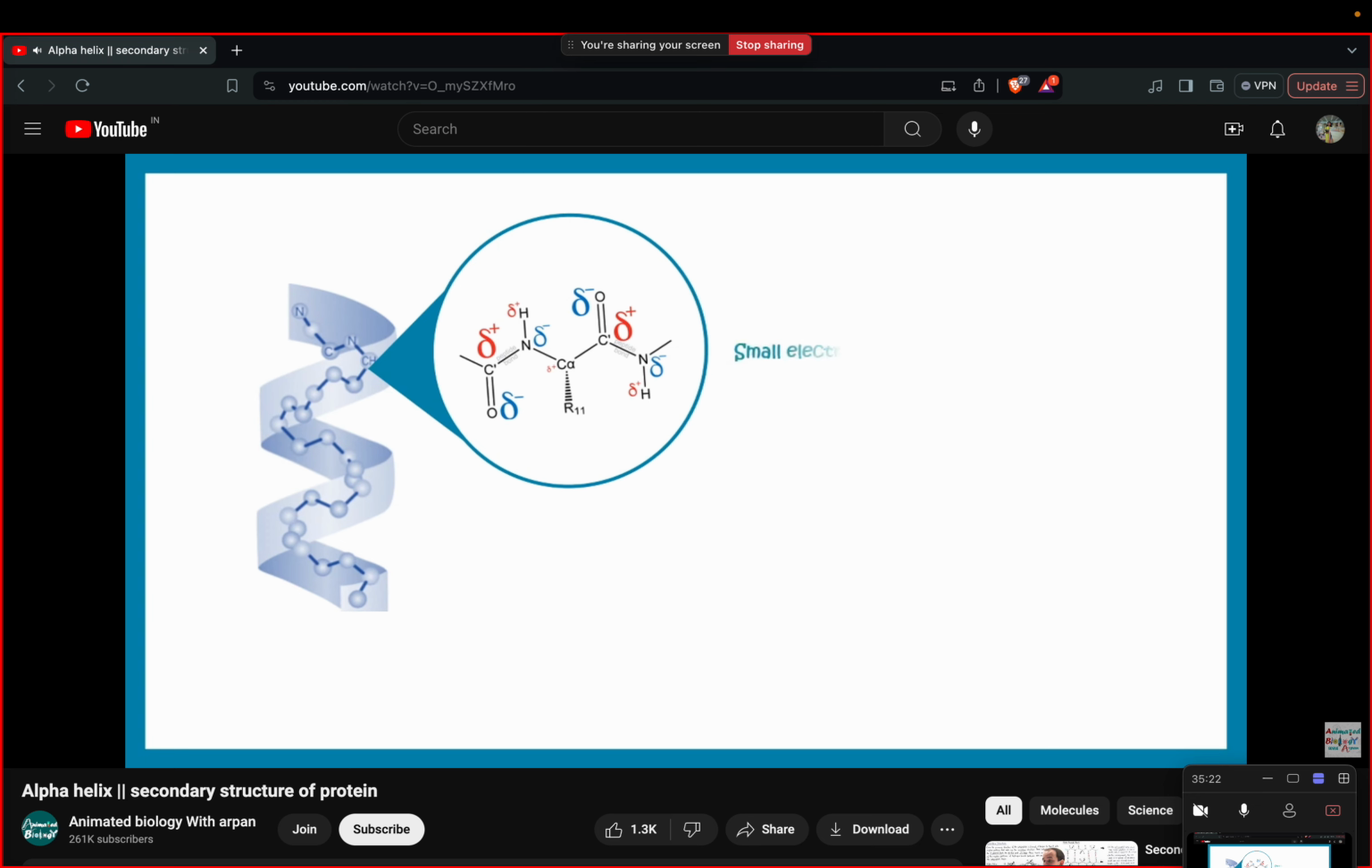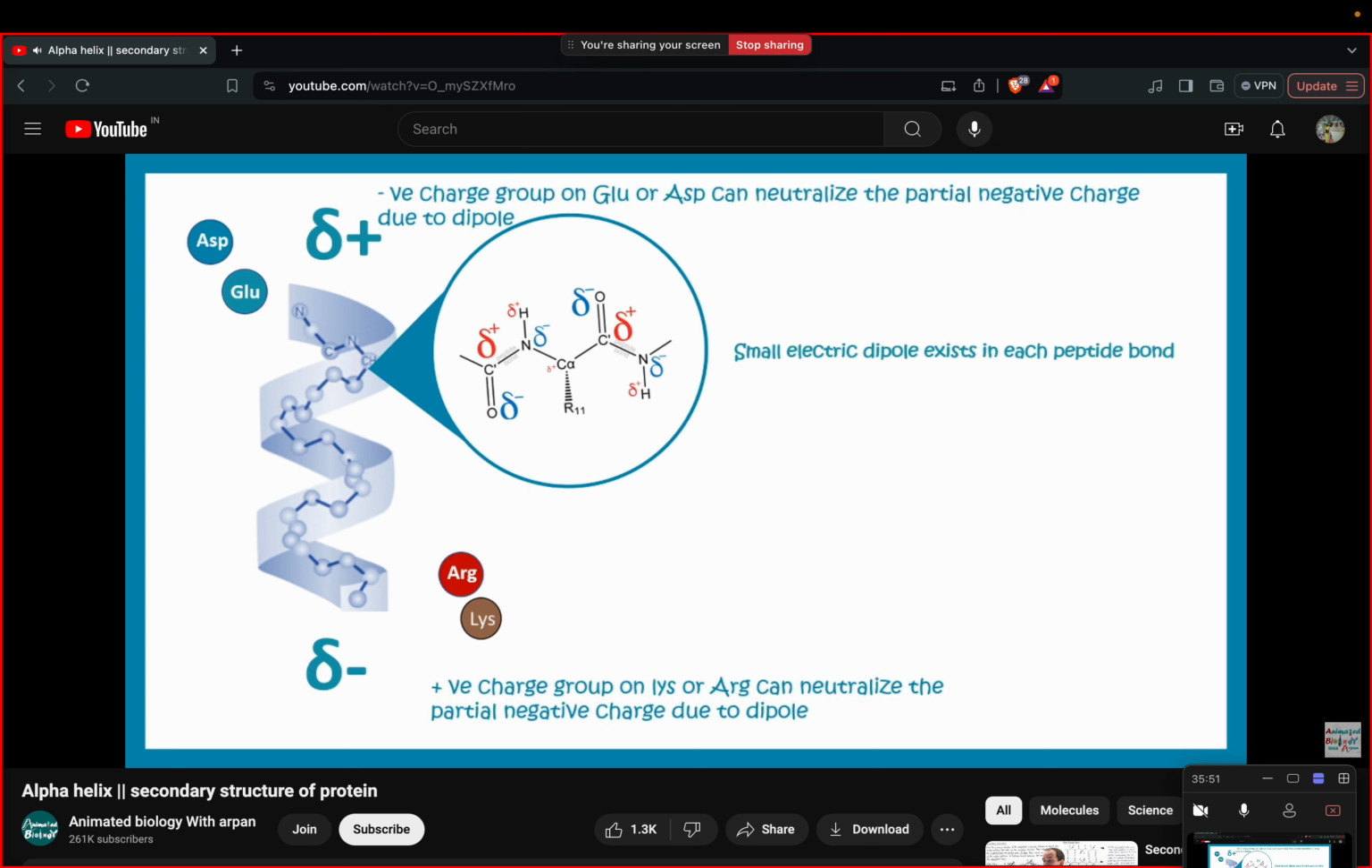So the alpha helix acquires a net positive charge on one side and negative charge on the other side due to dipole interaction. And these charges need to be neutralized in order to gain stability. This is done by negatively charged residues at the N terminus and positively charged residues at the C terminus. Positively charged residues such as arginine and lysine help neutralize the net negative charge, whereas negatively charged amino acids help neutralize the partial positive charge due to the dipole. And this ensures the helix becomes stable.